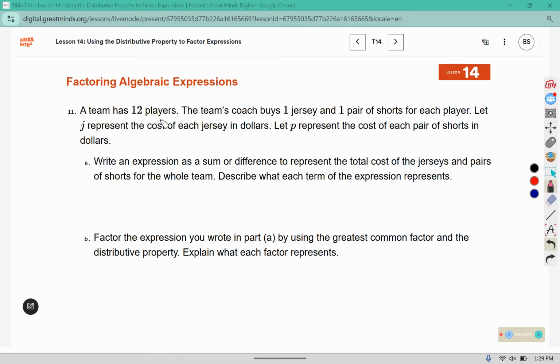We have 12 players, so the coach needs to buy 12 jerseys and 12 pairs of shorts. $12J is the cost of the jerseys. And 12P is the cost of the shorts.